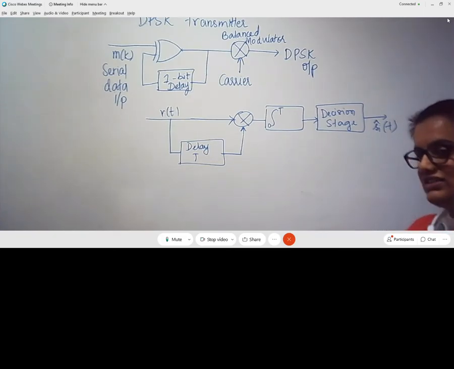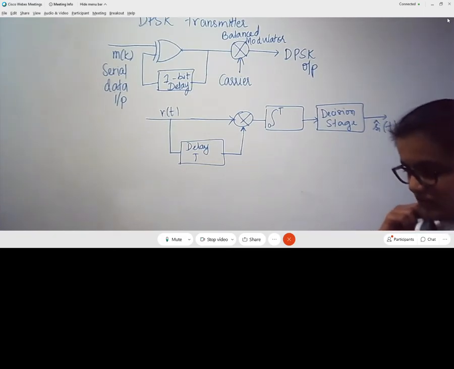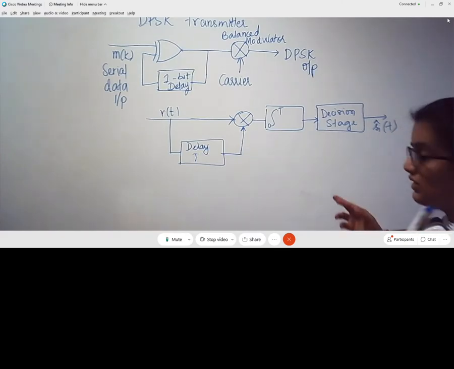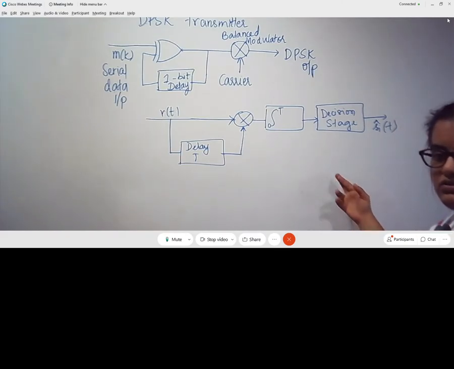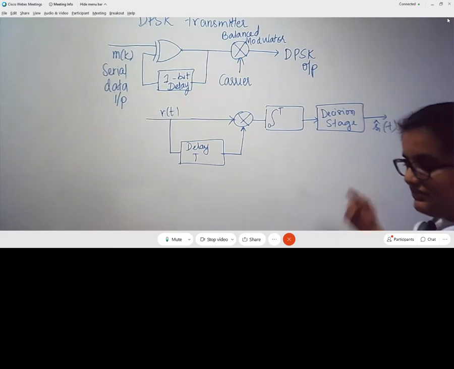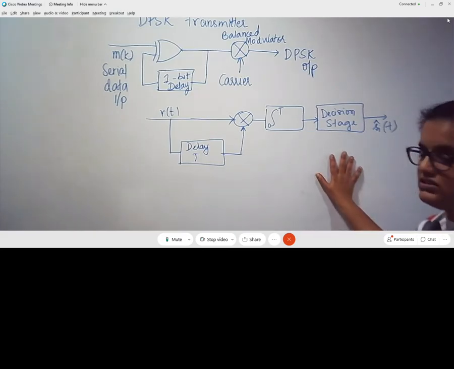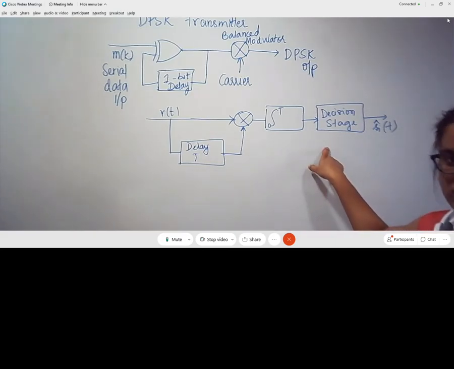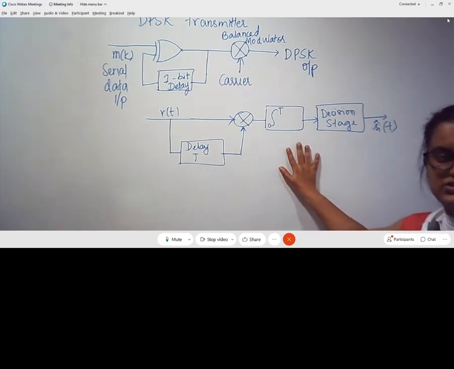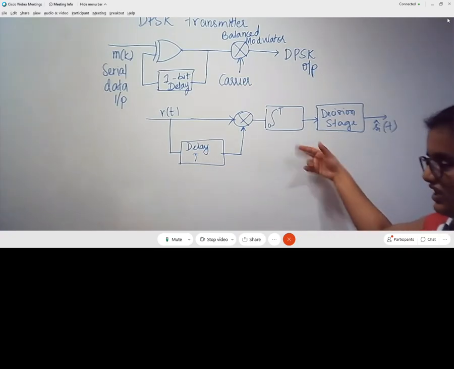I'll show you one example. With that we shall wind up for today's class. Is this clear? This is the receiver structure. This is a very non-optimal solution. Tomorrow I'll give you the optimal structure for the receiver of the same DPSK.